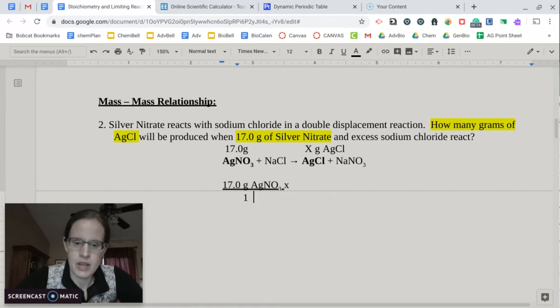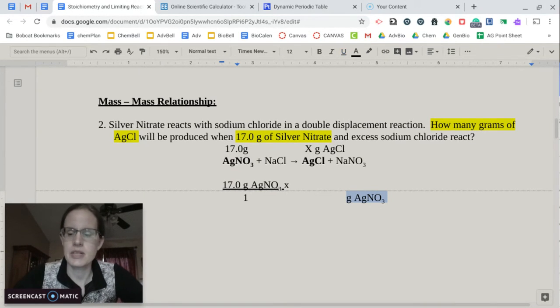Okay, so now on the bottom, I'm not in moles, I'm in grams. So I need to copy and paste this label down here. How do you find grams? You're going to find grams the same way you've been finding grams. You're going to have to look at your periodic table and add up your masses. So you're going to write that off to the side somewhere.